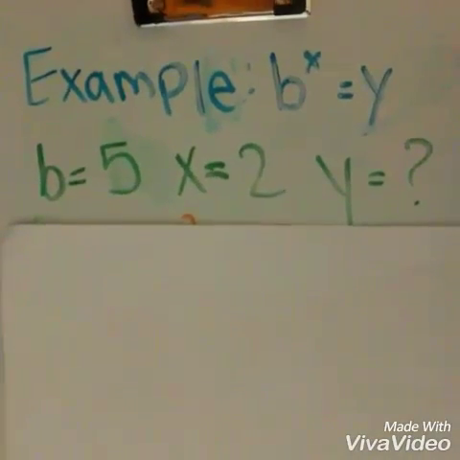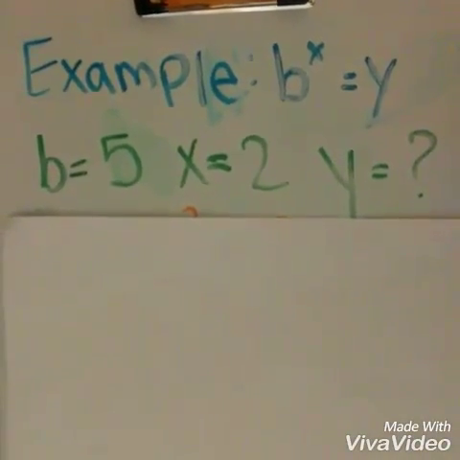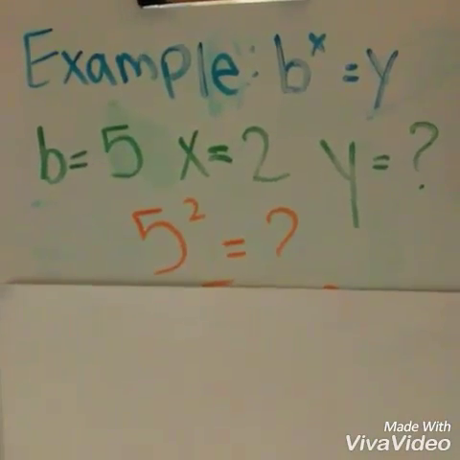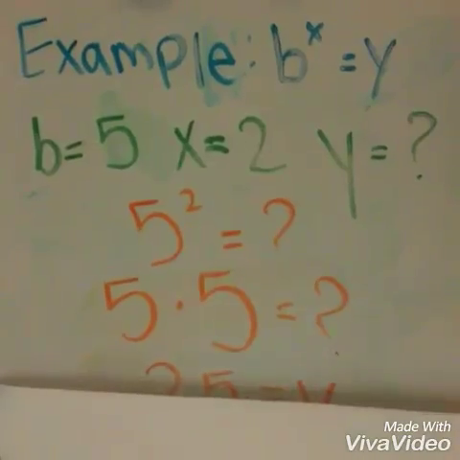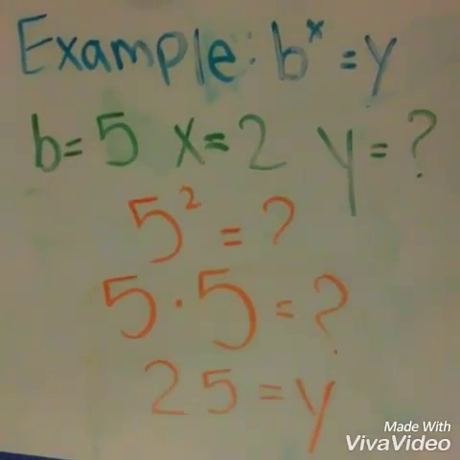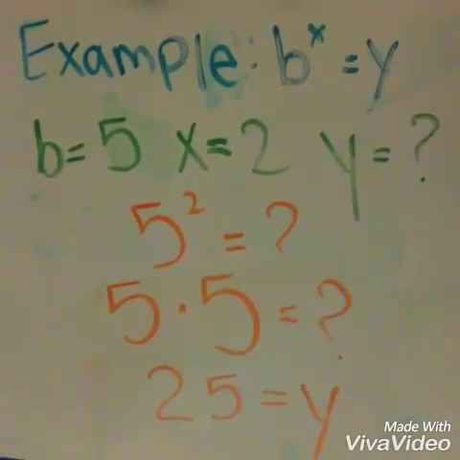In this case, let b equal 5 and x equal 2 in order for us to find our y value. When plugged into the formula, we get 5 squared. 5 squared means that we will be multiplying 5 by itself 2 times. That is to say, 5 times 5, in order to get 25 as our y value.